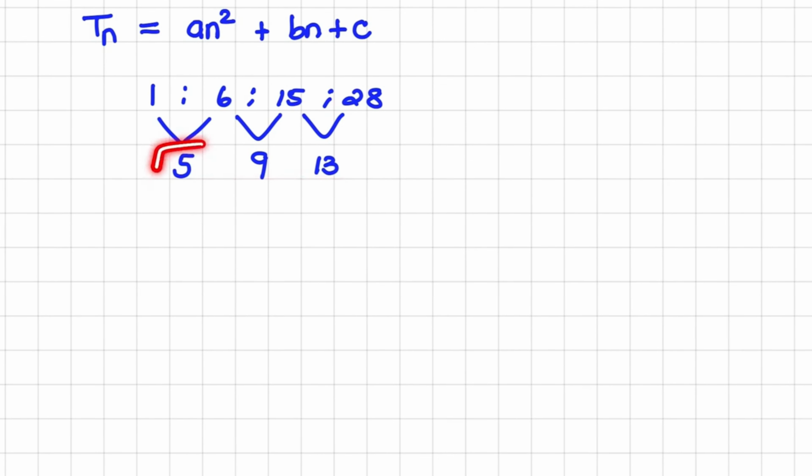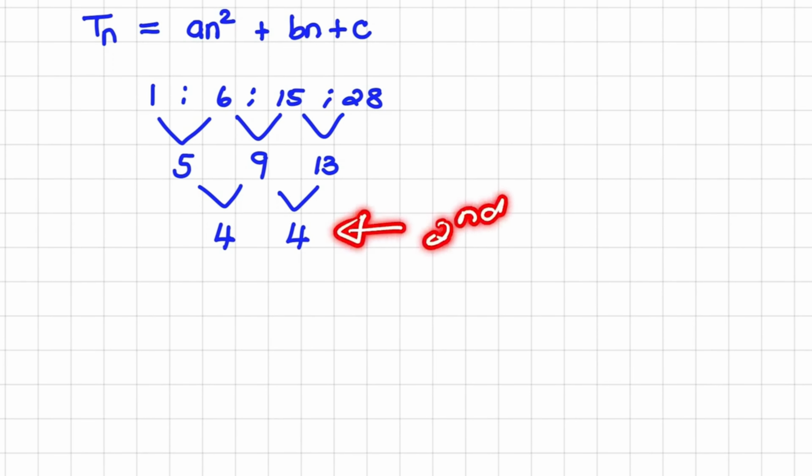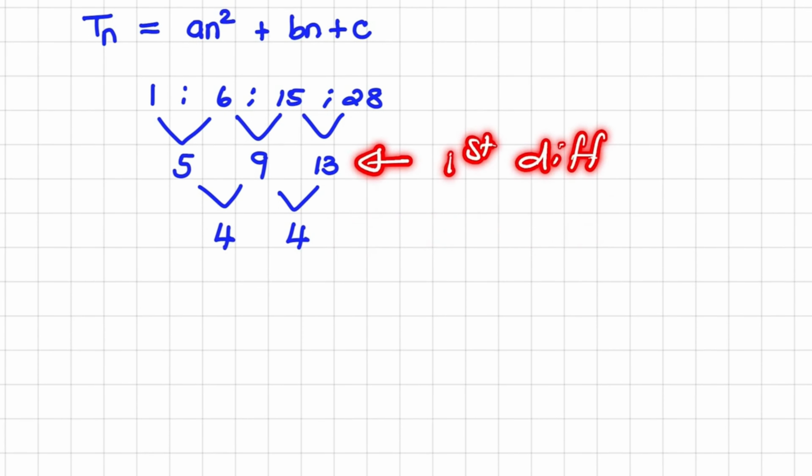Now I can see the difference between terms is not constant, so it is not a linear number pattern. So let us consider the second differences. From 5 to 9, we need to add 4, and from 9 to 13, we also add 4. So this second line is called the second difference, and this first line is called the first difference.